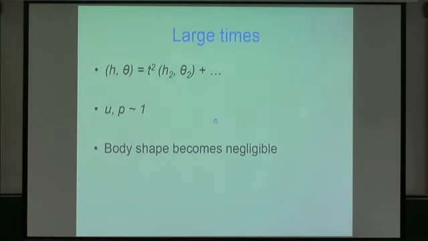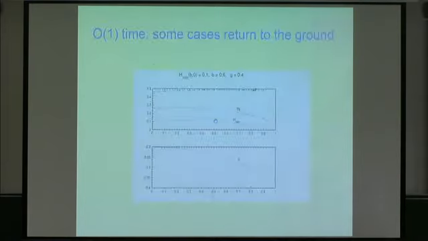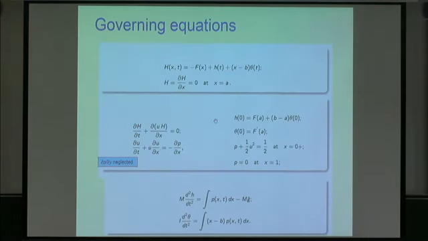But let's take a look at large time and the question of whether the body can escape from the ground. Looking at the equations, the asymptotic behaviour suggested is simply t squared. H and theta go like t squared times h2 and theta 2, and the velocities and pressure become order 1. So going back to the governing equations, that's going like t squared, that's going like t squared. The body shape becomes irrelevant. So from now on, what we're talking about applies for any shape of body at all, in principle.